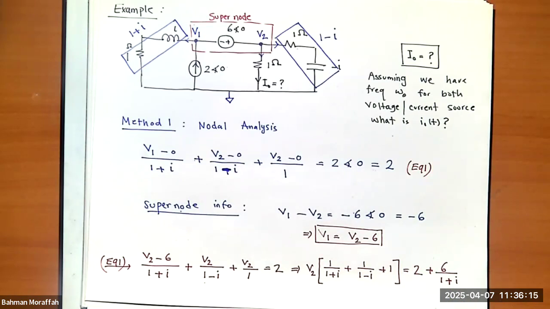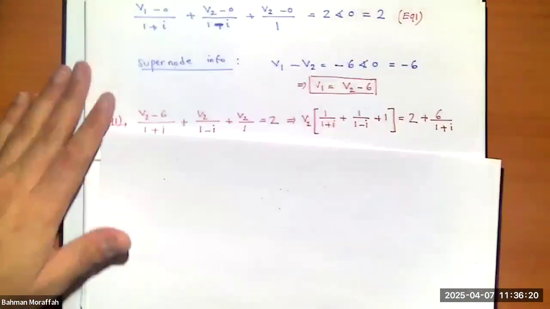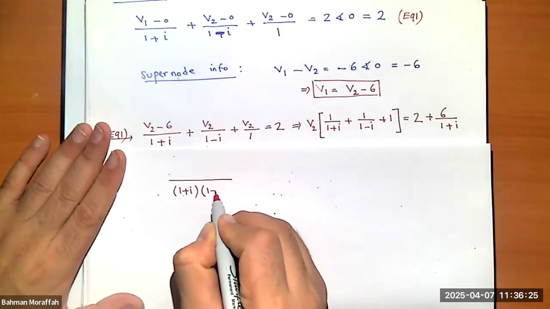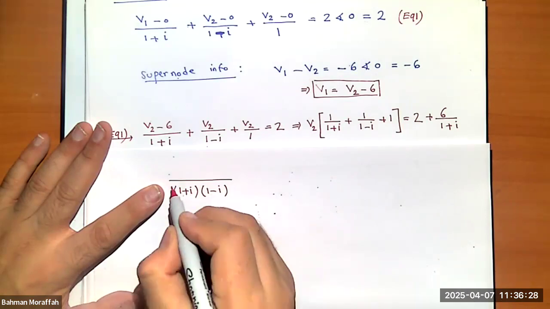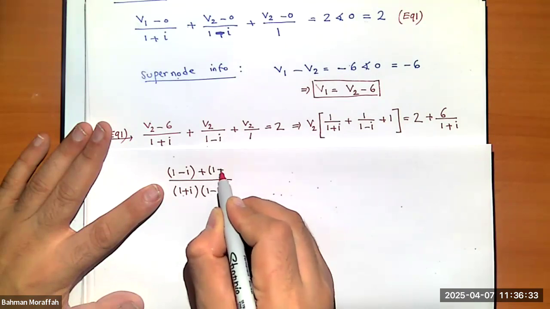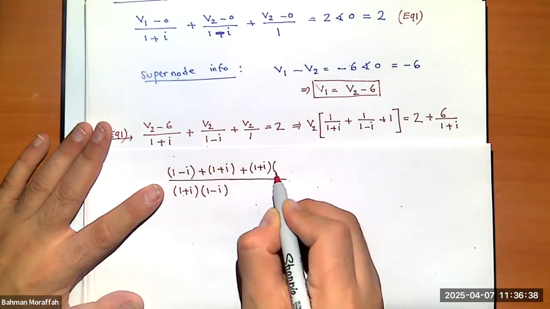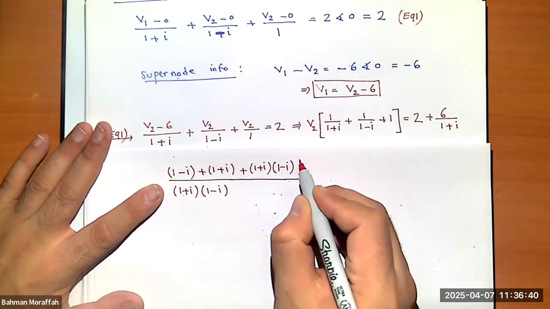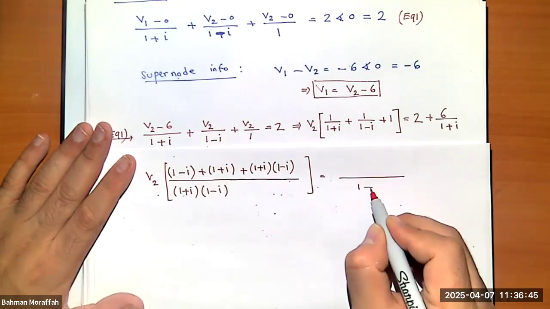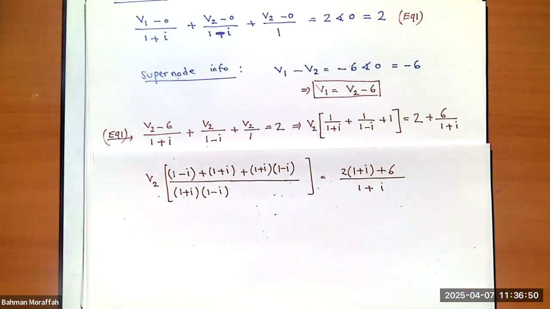How do I solve this? Well, I have to find a common denominator and try to simplify it. So if I find a common denominator for this one, it is 1 plus i times 1 minus i. For the first term, I have 1 minus i. For the second term, I have 1 plus i. For the last one, I have 1 plus i times 1 minus i. This times V2 equals 1 plus i, 2 times 1 plus i, plus 6. Right?